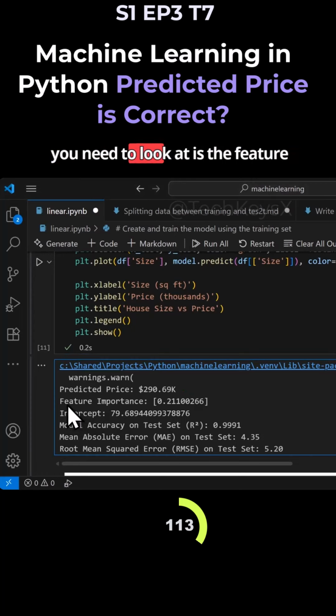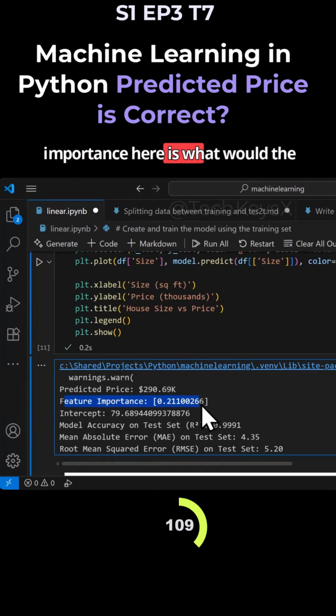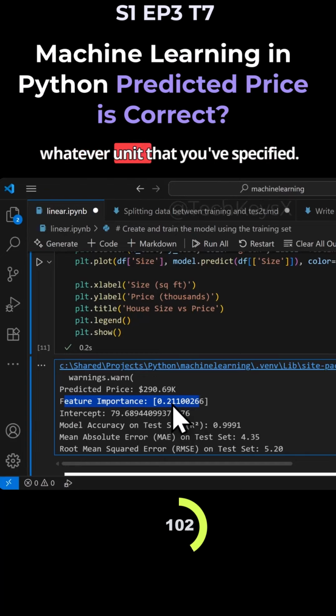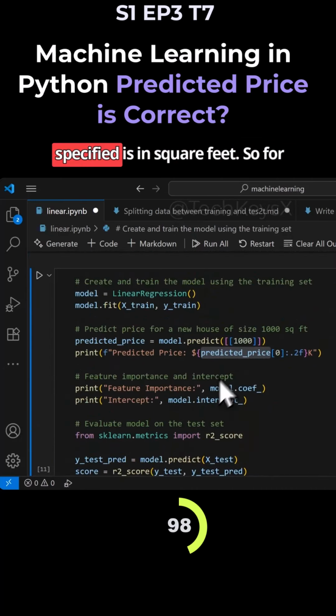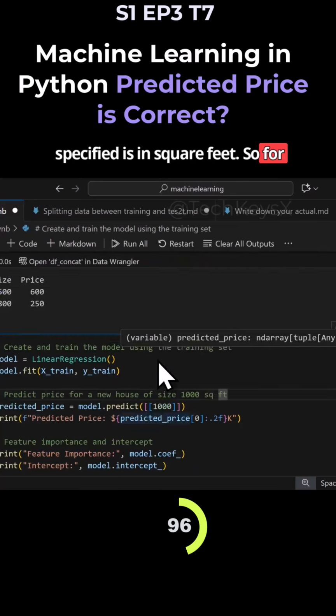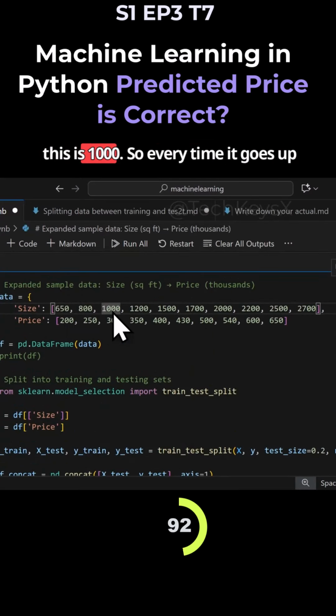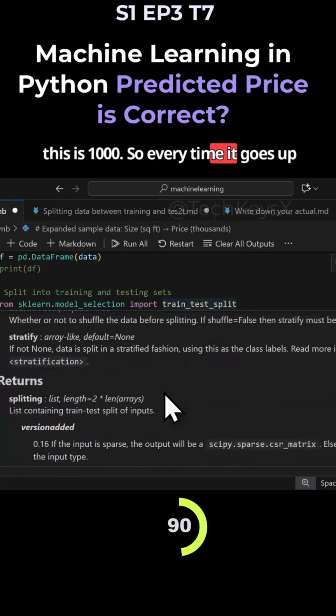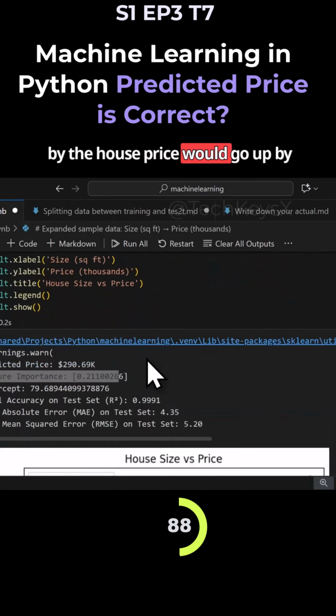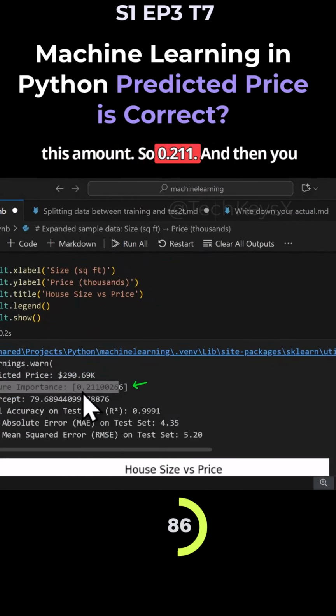One of the things that you need to look at is the feature importance. The feature importance here is what the price would change by every time the size of the house increases by whatever unit that you've specified. In this case, the unit that we specified is square feet. So for example, this is 650, 800 square feet, this is 1000. Every time it goes up, the house price would go up by this amount, so 0.211.